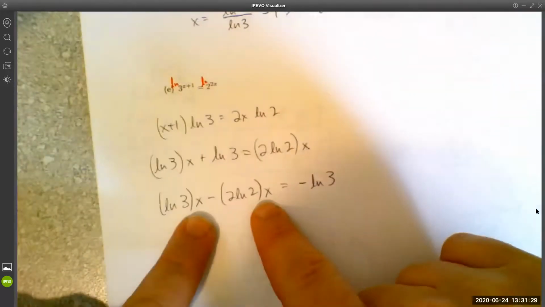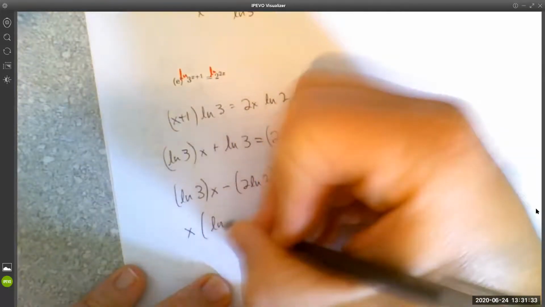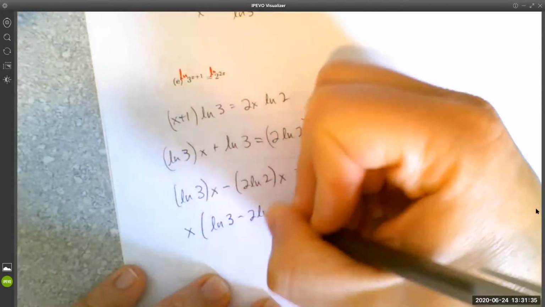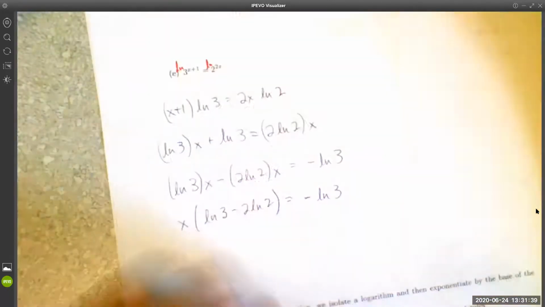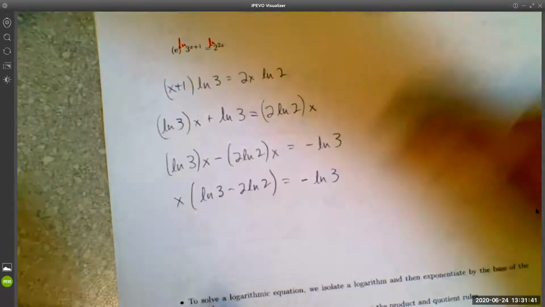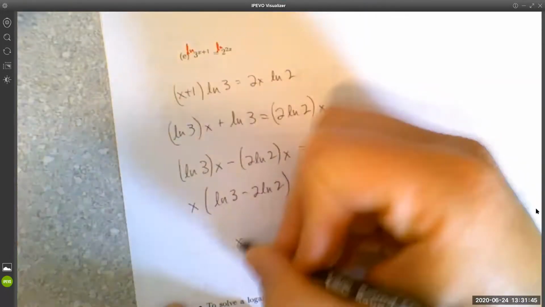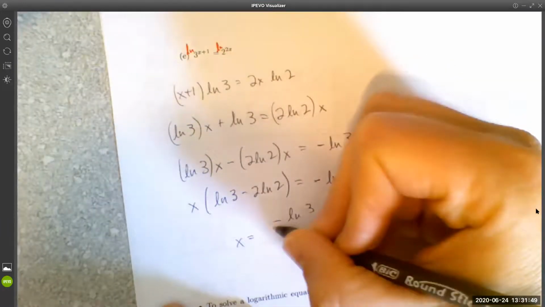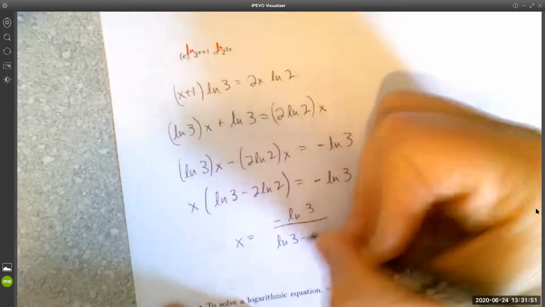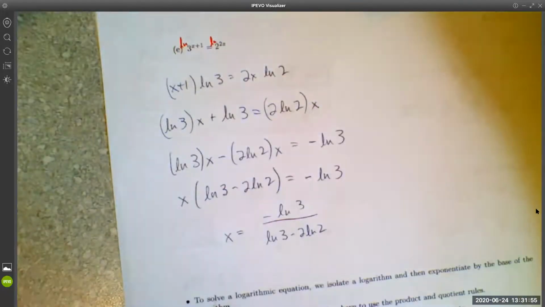Now I can factor out an x. I get x times (ln 3 minus 2 ln 2) equals negative ln 3. And to finish solving for x, then I just divide by this coefficient, right? So I get x equals negative ln 3 divided by (ln 3 minus 2 ln 2). That's my exact answer.